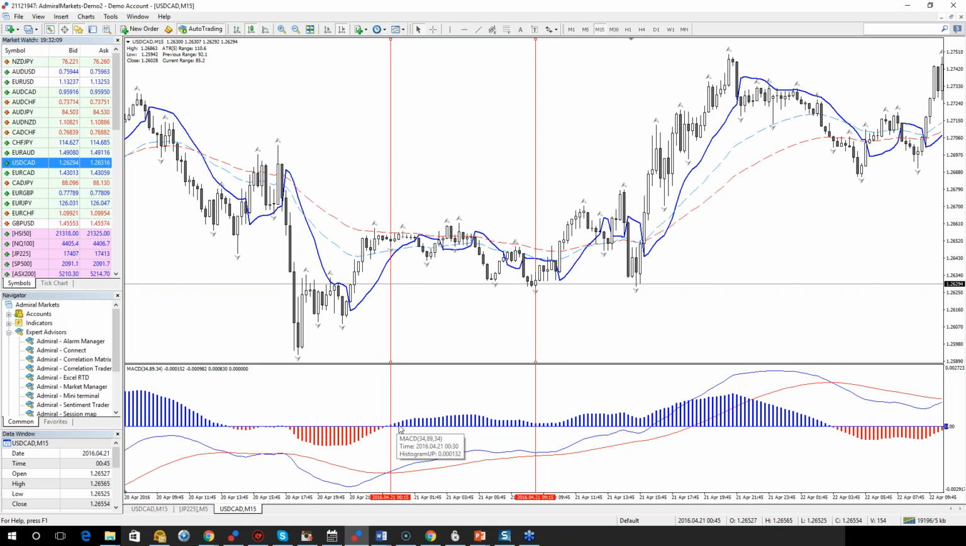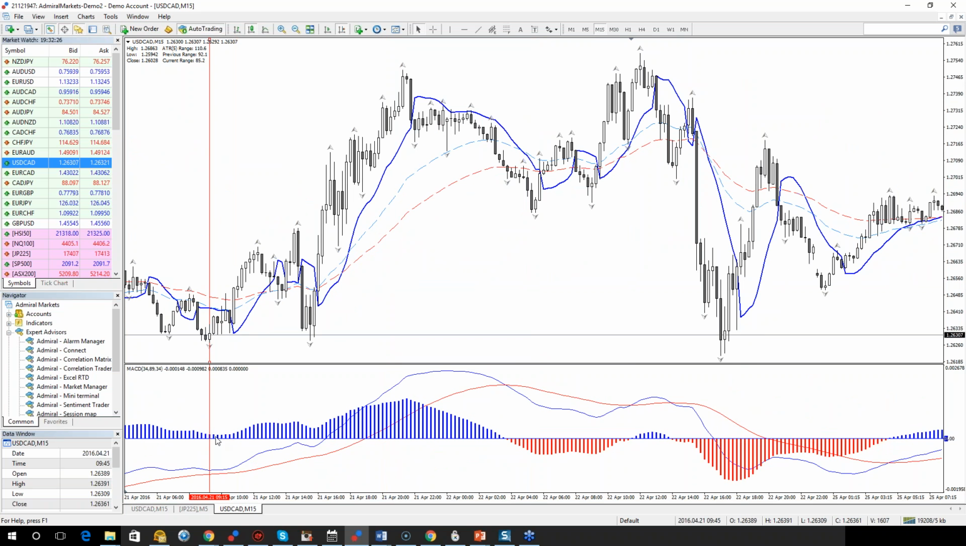So count this. 1, 2, 3, up to 20, then 30, then 40 bars. So count 40 here. Then again, 1, 2, 3, up to 20. So 20, and then roughly up to 20 once more.